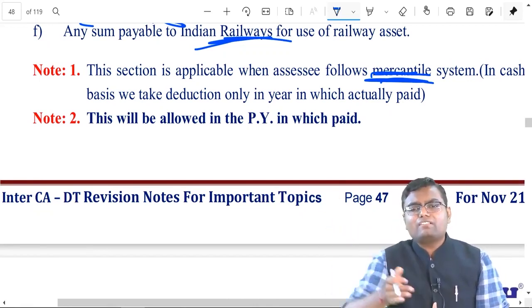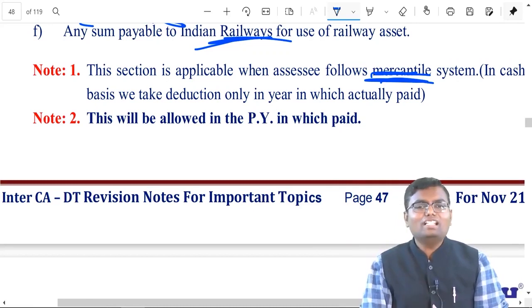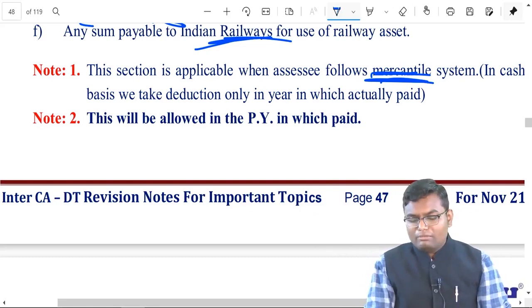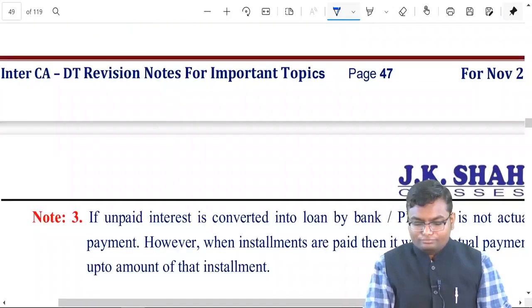Now let's say in any subsequent year you make the payment, then in the year in which you are making the payment, in that year it will be allowed as a deduction. So this will be allowed in the year in which it is paid.